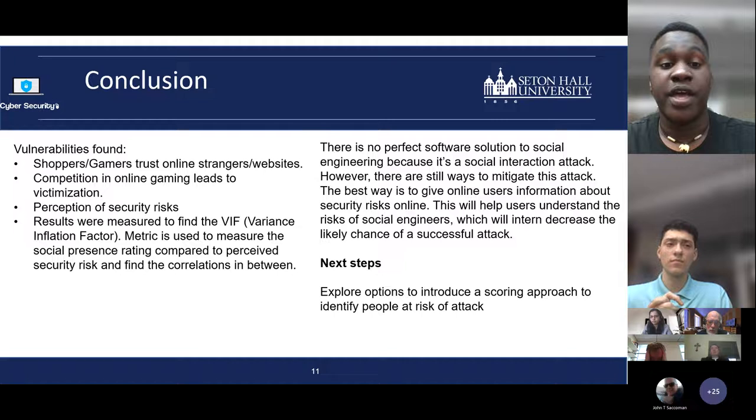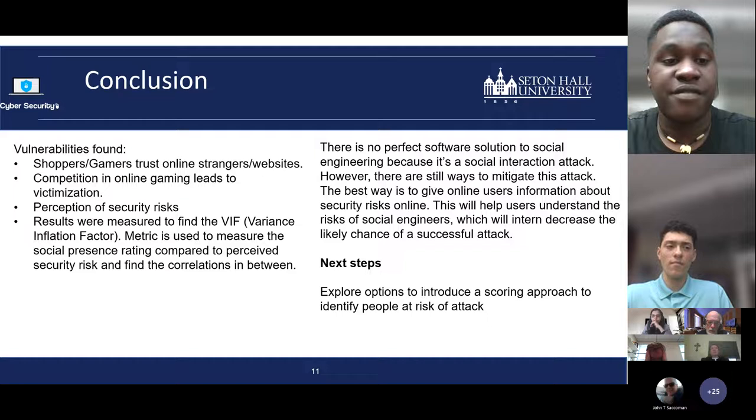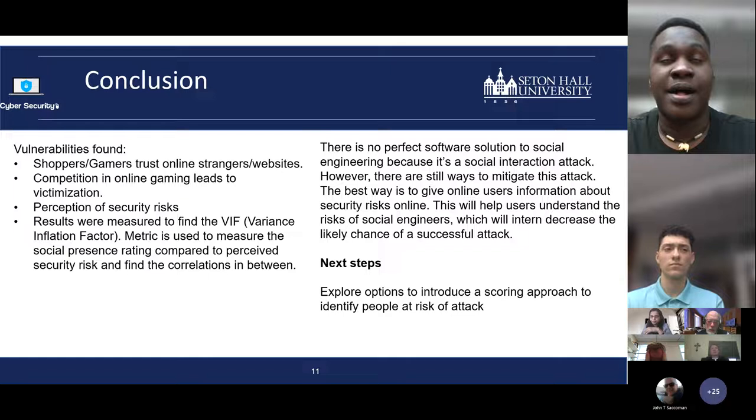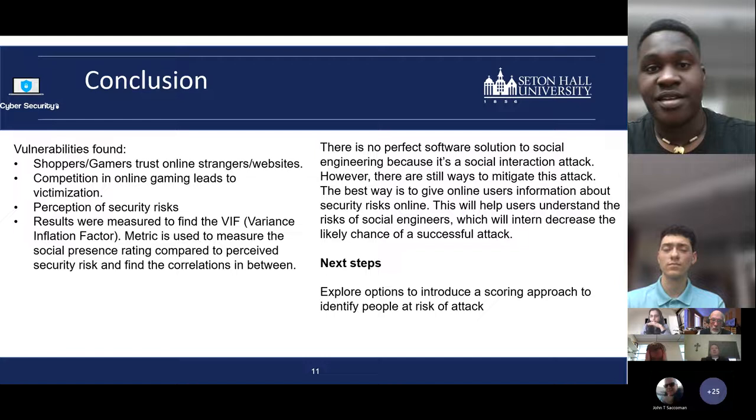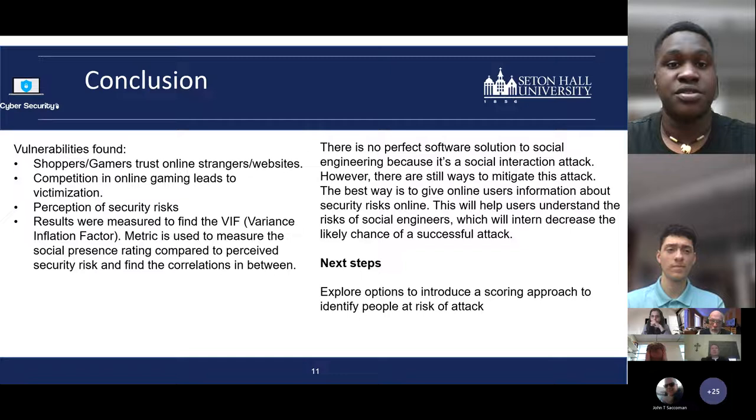Of course, keeping in mind something like the variance inflation factor. This was a metric instated by some research compiled at Butler University, which is simply to measure the social presence rating of a particular platform compared to the perceived security risk. And this could be used to let users know when visiting a website, hey, this website has a risk of 8 out of 10. It can better advise someone not to shop through there or not to play video games through that source as well.